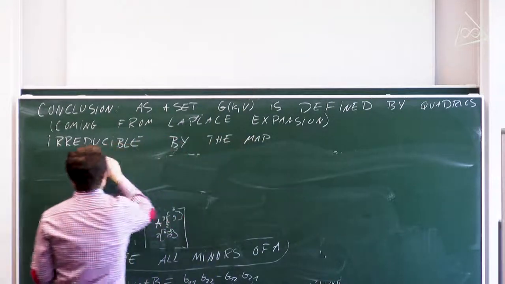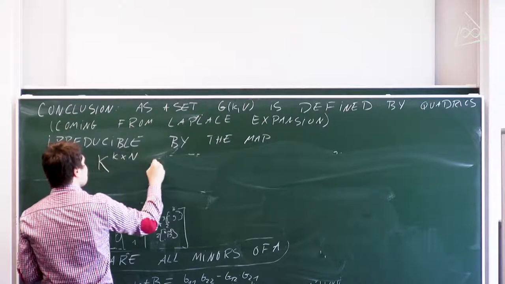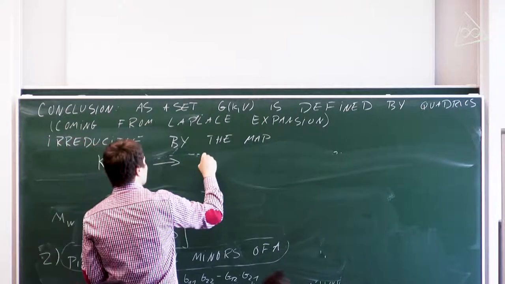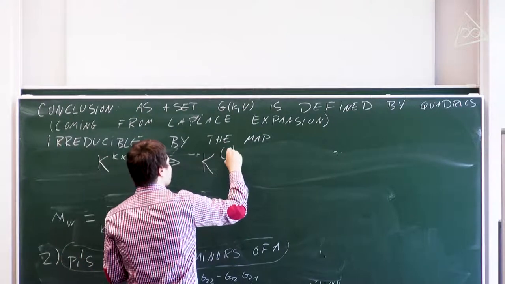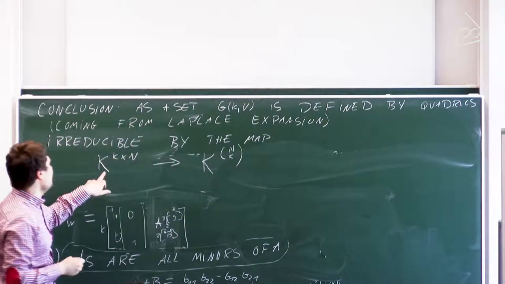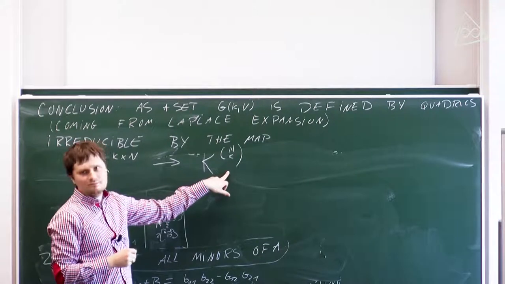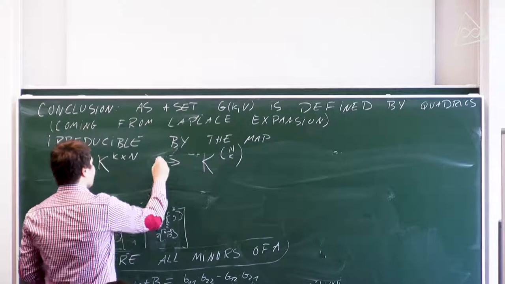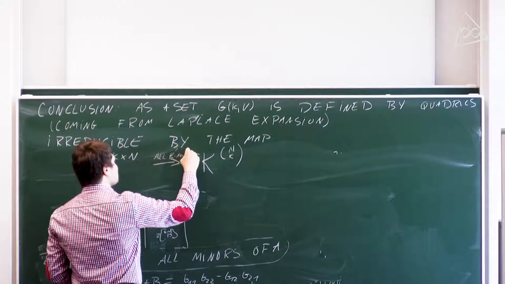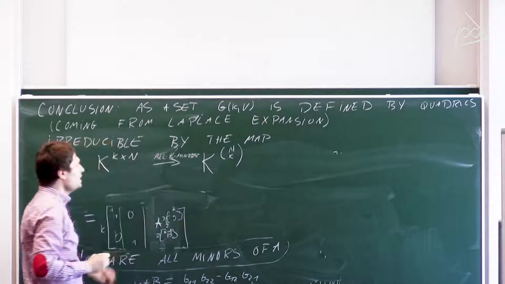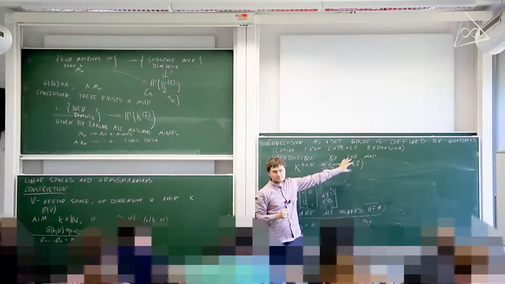We take all K by N matrices, and we go to now the affine space and choose K. We take a K by N matrix and take all its minors. All minors. All K minors. The image is the affine cone over the Grassmannian, which is irreducible.